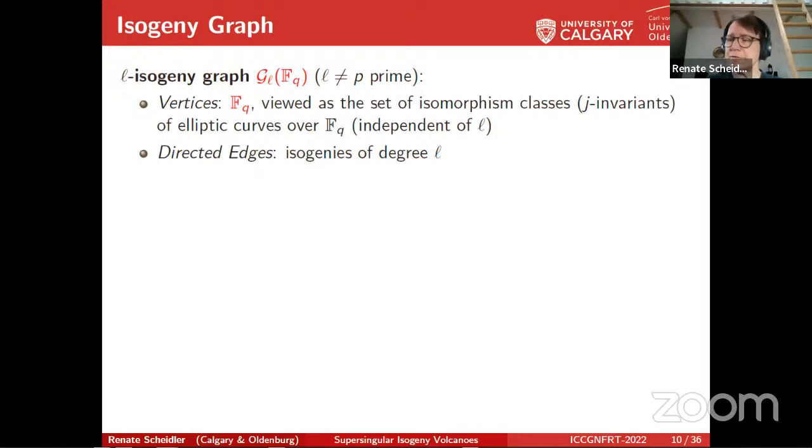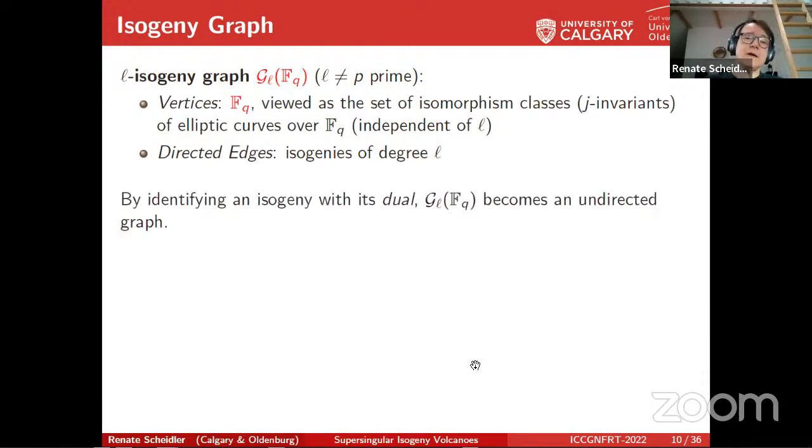This is the graph that we want to look at. And so you can see that finding paths, at least paths where the degrees are all L, is the same as walking around in this graph. So we have now taken the elliptic curve isogeny pathfinding problem and moved it to a graph pathfinding problem. And so we want to study this graph. First of all, this is per se a directed graph because isogenies go in one direction, but we can identify every isogeny with its dual, and that gives two edges in opposite directions, and that makes it an undirected graph.